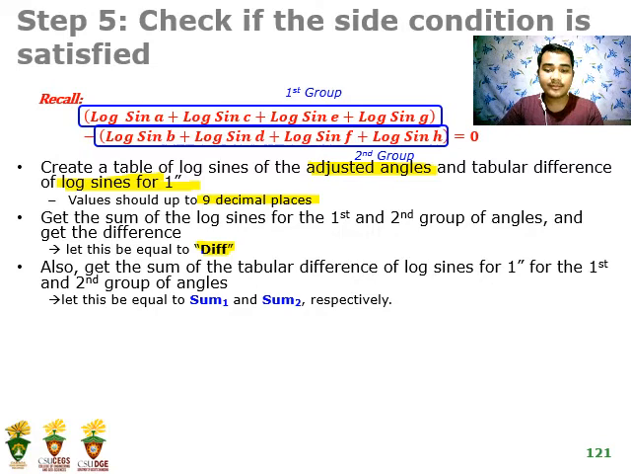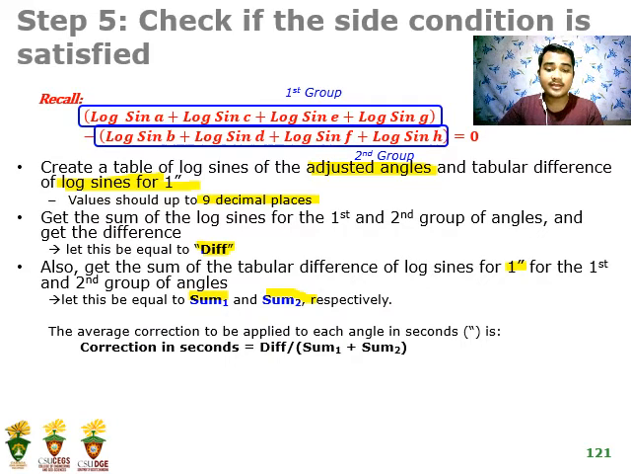Also get the sum of the tabular differences of log sines for 1 second for the first and second group of angles, denoted as sum 1 for the first group and sum 2 for the second group. Next is the average correction to be applied to each angle in seconds. The correction in seconds will be equal to the difference between the log sines of the first and second group, all over the sum of sum 1 and sum 2.